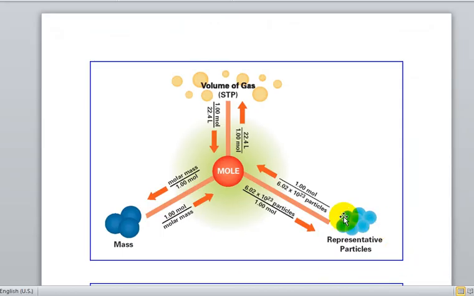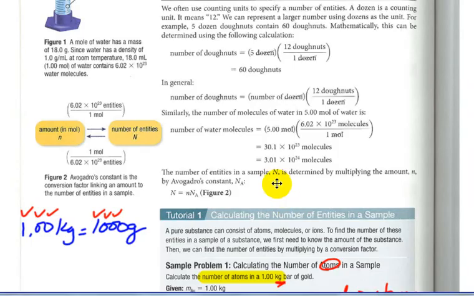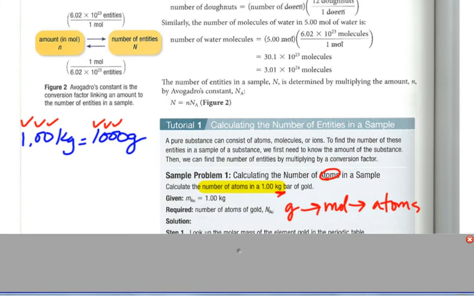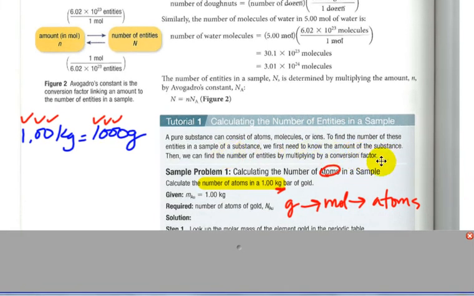So over here, the representative particles or entities that we're referring to are atoms, molecules, or formula units, depending upon what the substance is. Okay? If you look back at your earlier booklets, you'll see what atoms, molecules, and formula units are. A pure substance consists of atoms, molecules, or ions. And of course, ions is something else too. We'll get to that when we're looking at the formula. To find that, we need to first know how much we have.